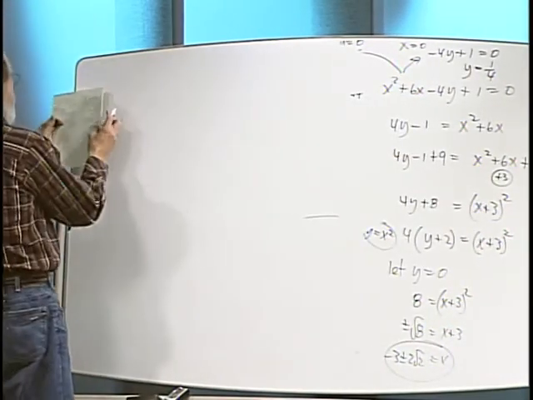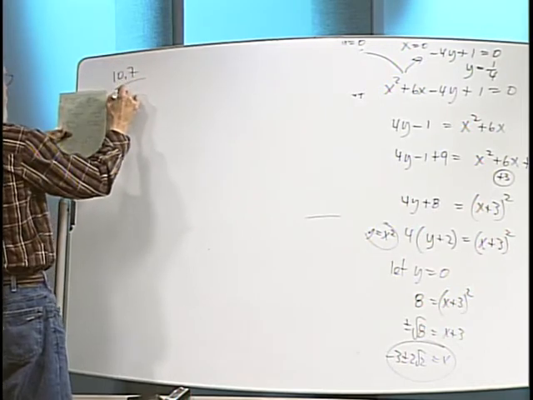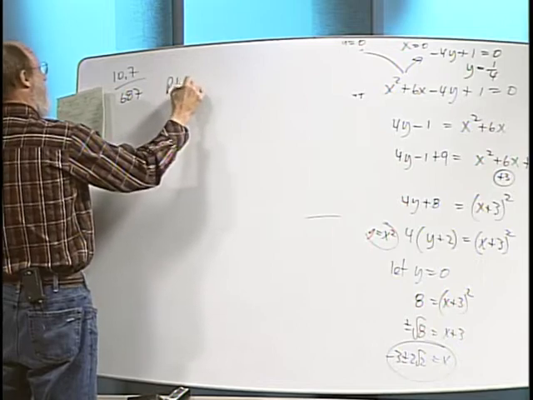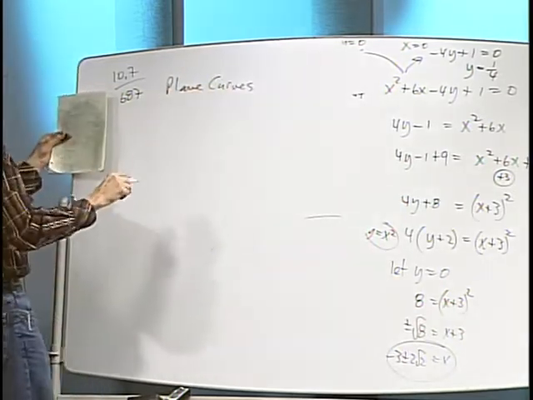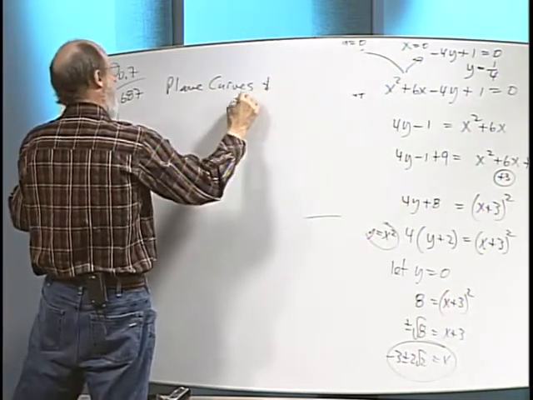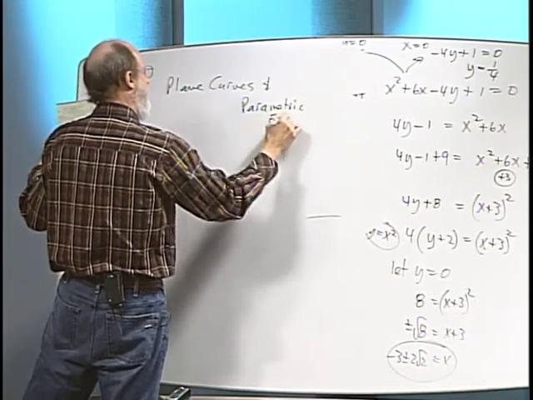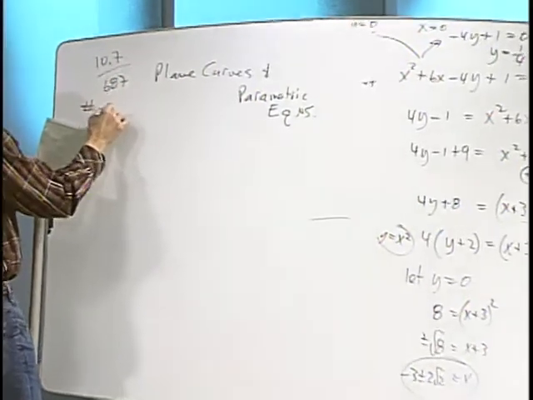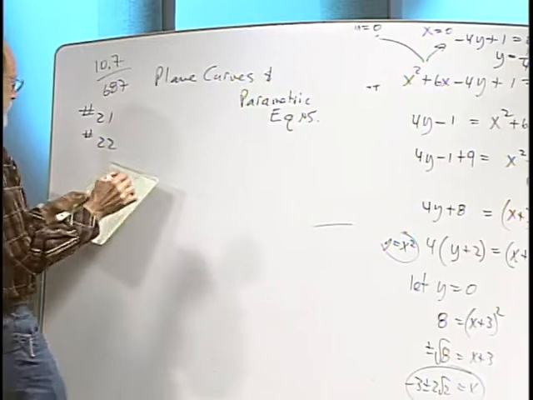This is going to be very abbreviated. Section 10.7 out of our book, page 687. Plane curves, that means two-dimensional curves, don't have to be functions at all, and parametric equations. Recordings number 21 and 22 cover this in quite a bit of detail.